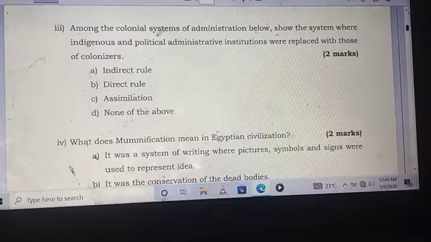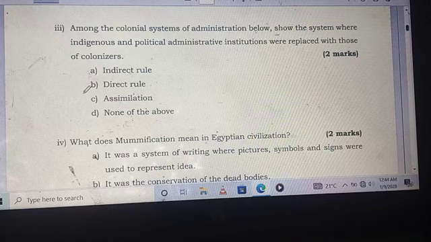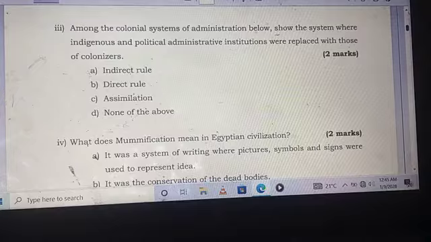I3. Among the colonial systems of administration below, show the system where indigenous political and administrative institutions were replaced with those of the colonies. Choose the best option. The best option is letter B, direct rule. Direct rule replaced African leaders with European officials.